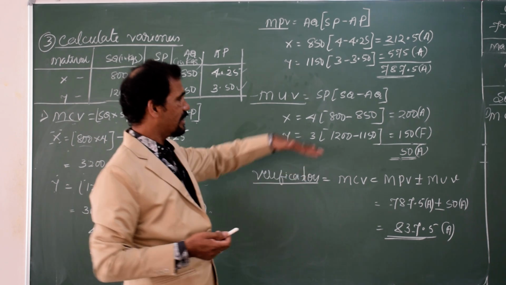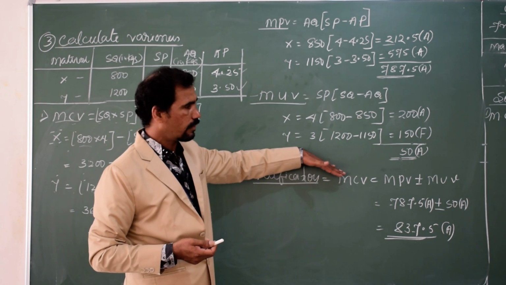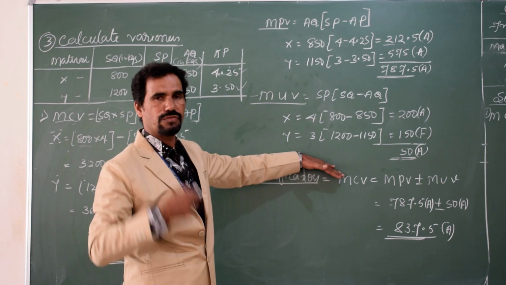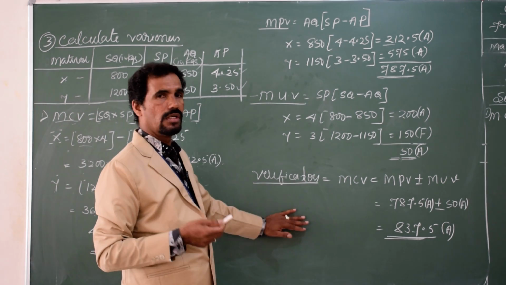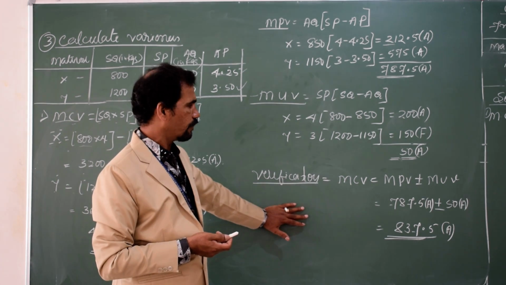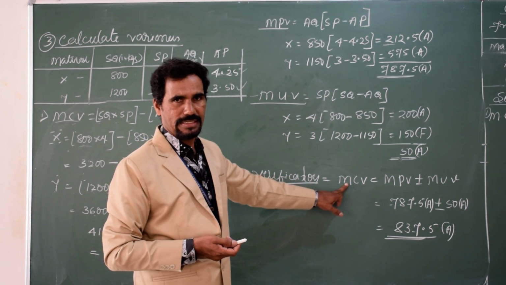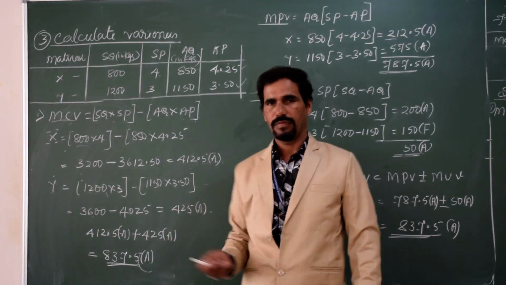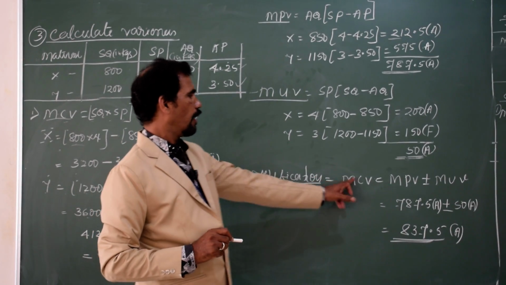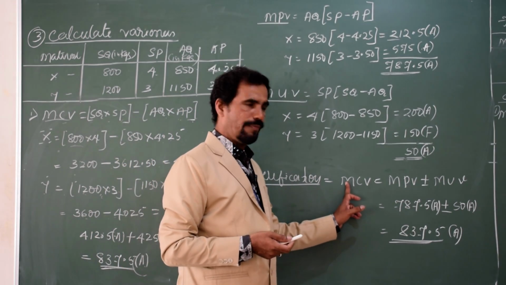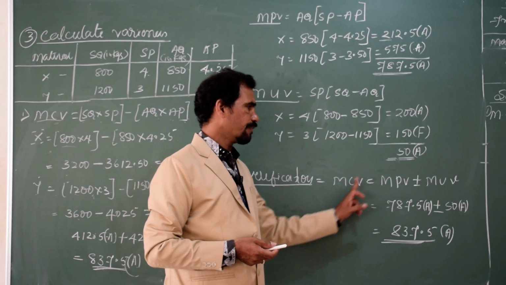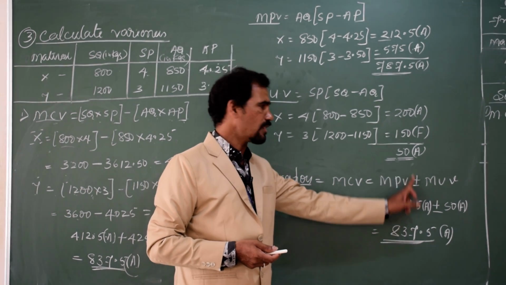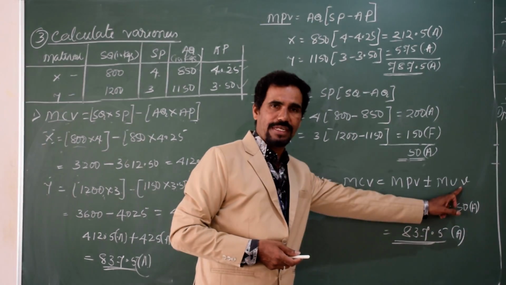Is the answer right or wrong? We will go for verification. How are we going to verify? Go to the material cost variance. We already found the material cost variance as 837.5. To check it, use the formula: material cost variance equals material price variance plus or minus material usage variance.